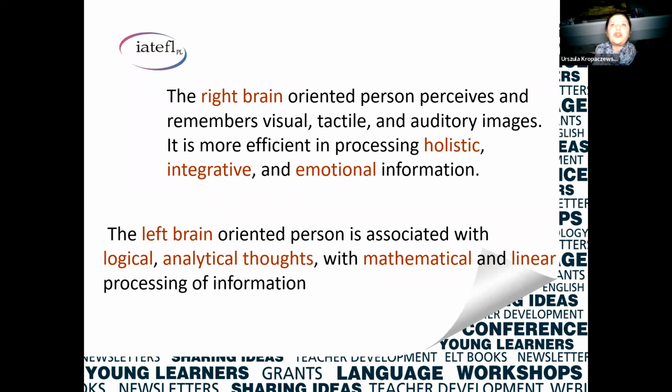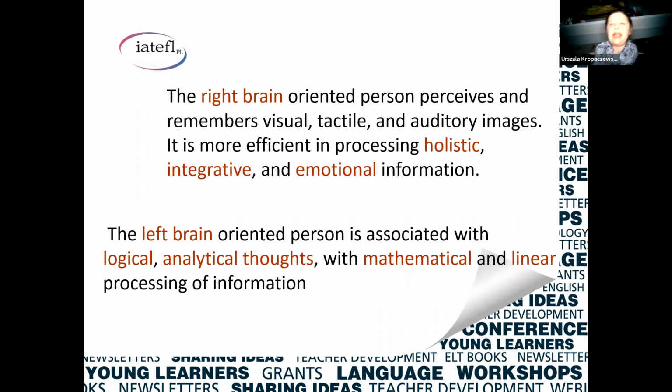Okay, so the right brain oriented people remember visual and auditory images better. They are better at perceiving emotional information. So when we show them emotions, they will remember emotions connected with the language. They will remember it better. They are better at the general meaning of a text. Okay, they are good at integration. So they like working in groups. They like working in pairs. Okay, so they like being with other people. So these are right brain dominant people.